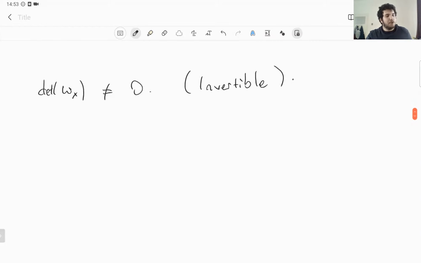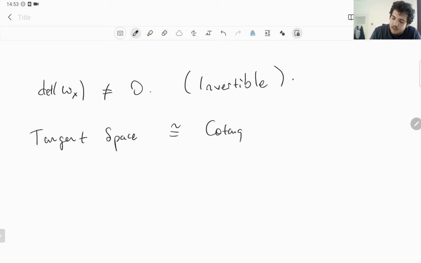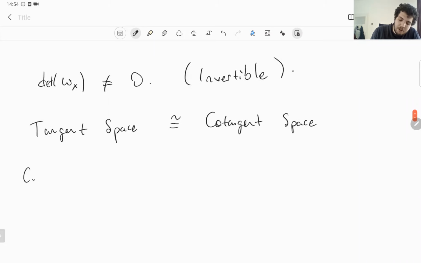Let's continue. The fact that it's non-degenerate, that this matrix is invertible, also implies that the tangent space and the cotangent space are isomorphic. We will talk about this later. Let's give a very simple example of a symplectic manifold. We can talk about our cotangent bundle, which will later be named our phase space in classical mechanics, where all our objects live, our momentum, our position, and so on.